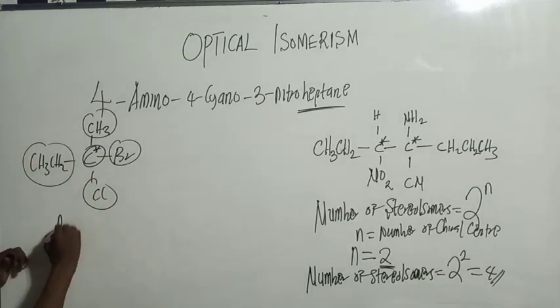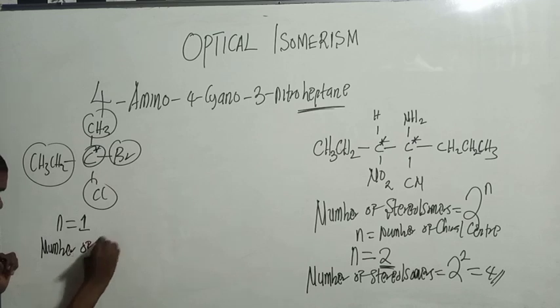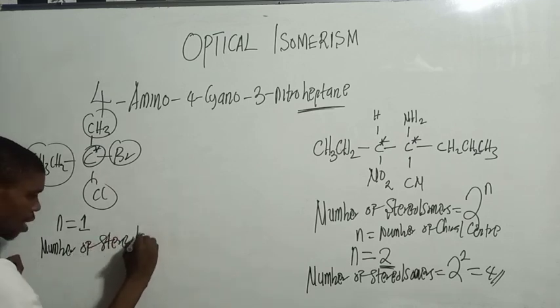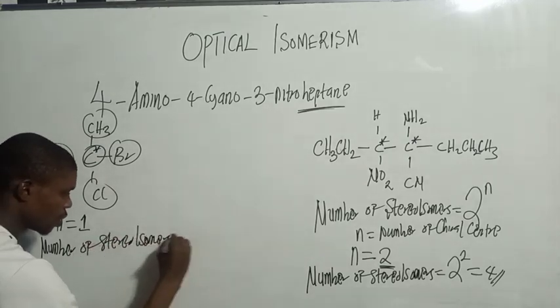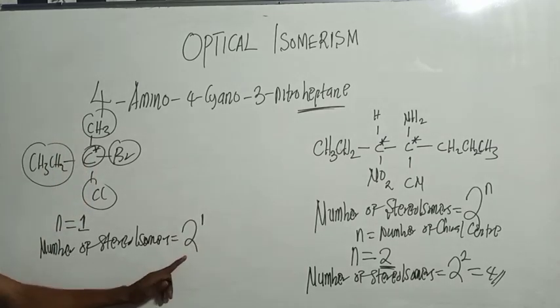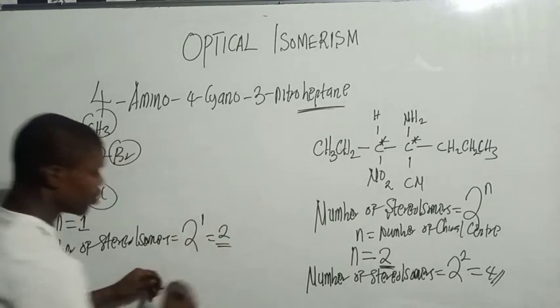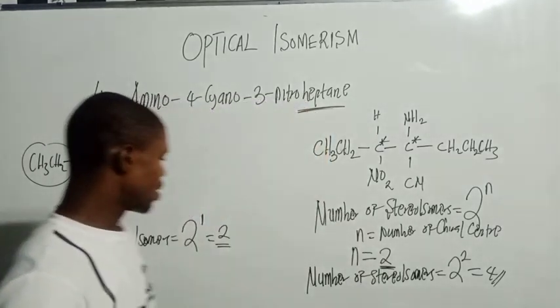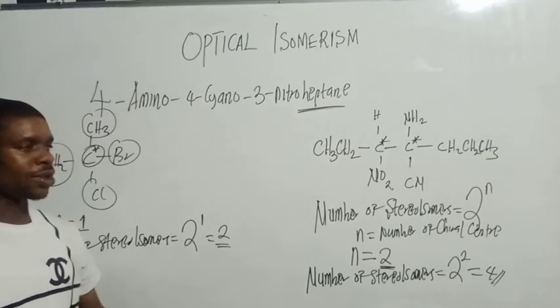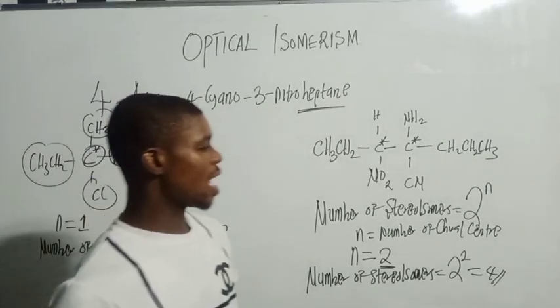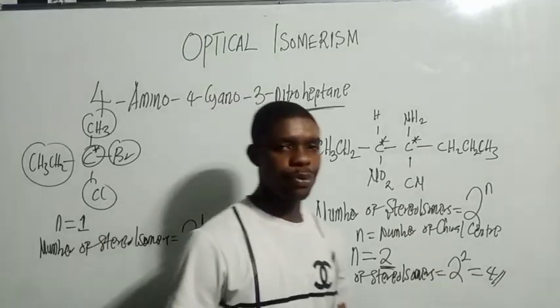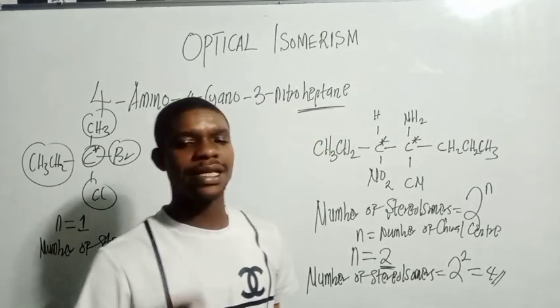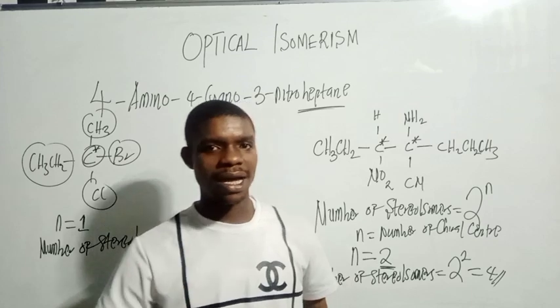So N is equal to 1. Then the number of stereoisomers is 2 raised to 1, which is 2. So when a chiral molecule only has one chiral center, it's going to have two possible stereoisomers. And when a molecule has two chiral centers, it's going to have four possible stereoisomers. So this way, I want to explain the concept of enantiomers and diastereomers.